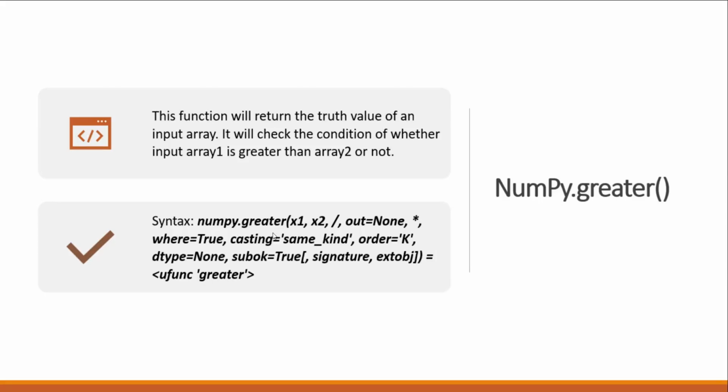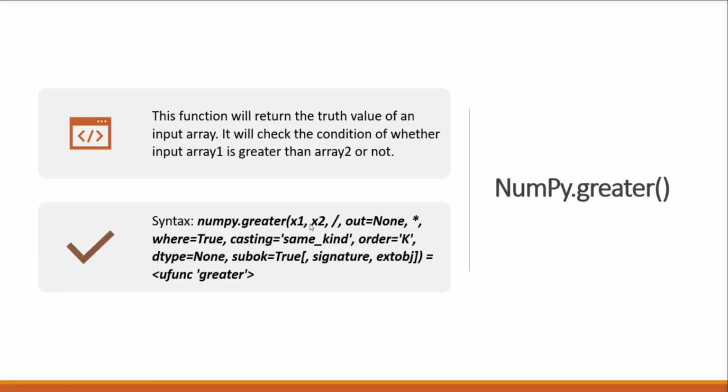The first function is numpy.greater. This function will return the truth value of an input array, and it will check the condition of whether input array 1 is greater than input array 2 or not. So here is the syntax of the numpy.greater function, and within this function we have taken only 3 parameters.